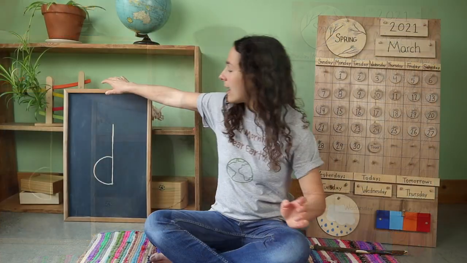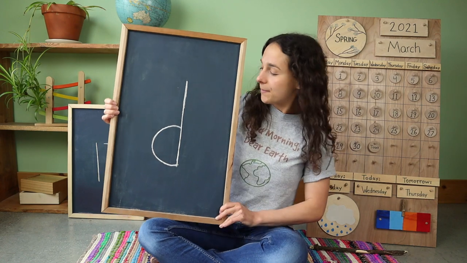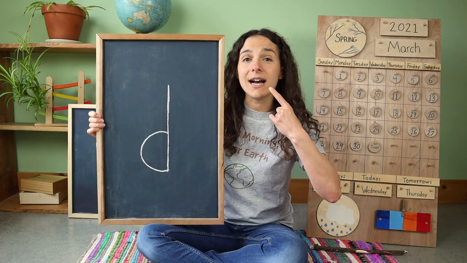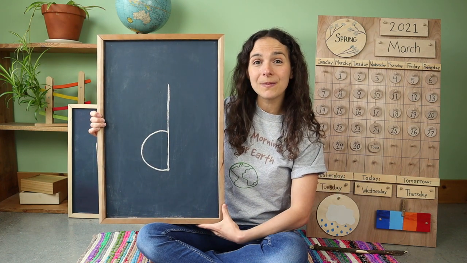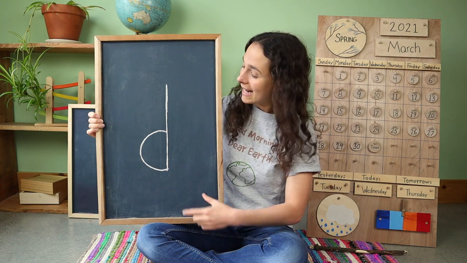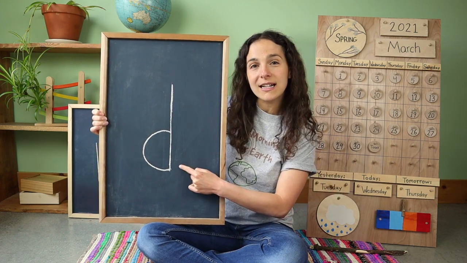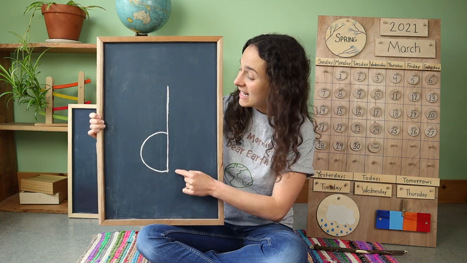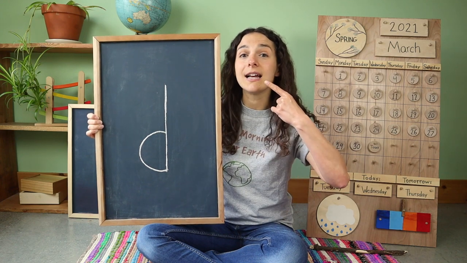Now it's time to move on to the number, letter, and sign of the week. This letter says, duh, duh. Can you make that sound? That's right. This letter says, duh. And do you know what letter this is? D. That's right. This is a lowercase d. And D says, duh, duh.